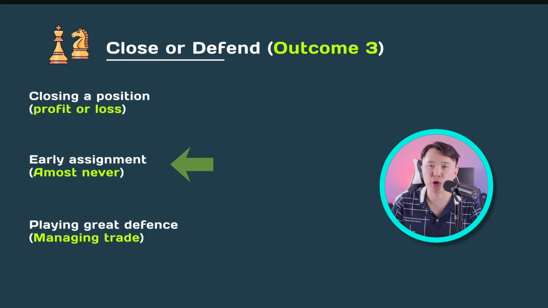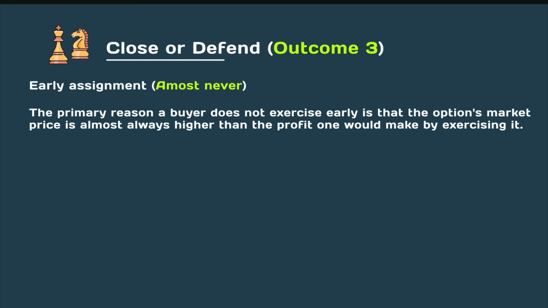So continuing on with outcome 2, the second very important topic is early assignment. This is a very confusing topic for new option traders, or sometimes experienced option traders who haven't thought about this. When I first started trading options, I would always think, why would the buyer not exercise sometime between now and the expiration date? You're going to see in our discussion that usually this never happens. Talking about early assignment, you're going to realize very quickly that the primary reason why the buyer would not exercise early is because they can trade away the option and realize a higher profit than actually exercising it.